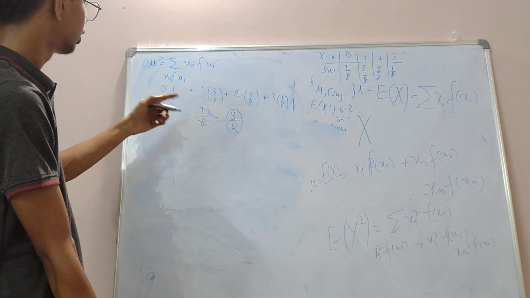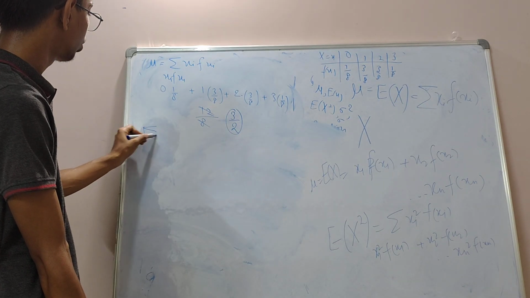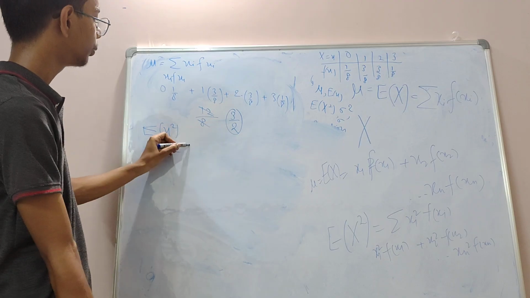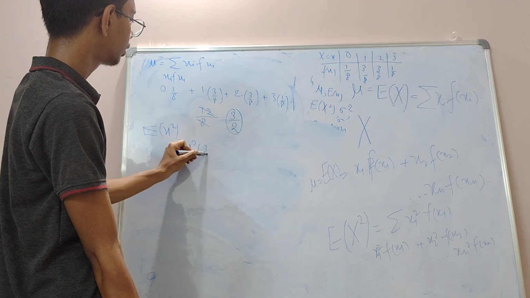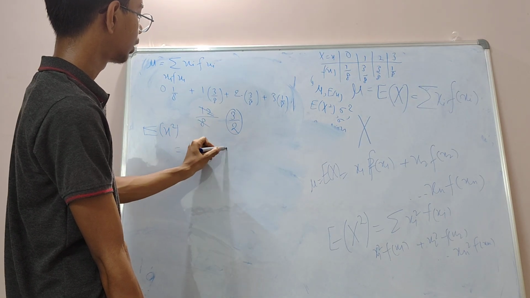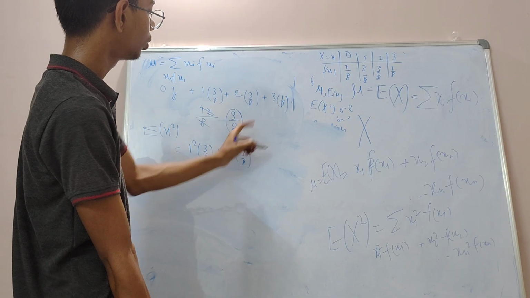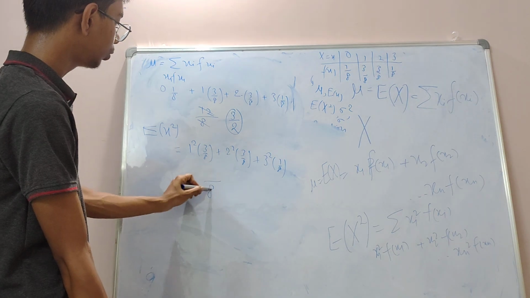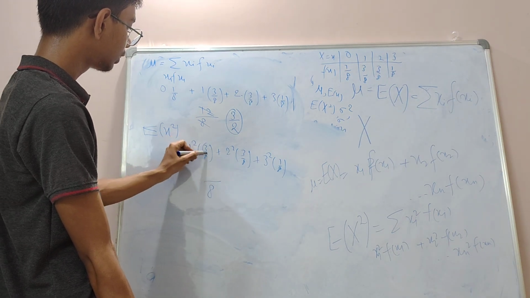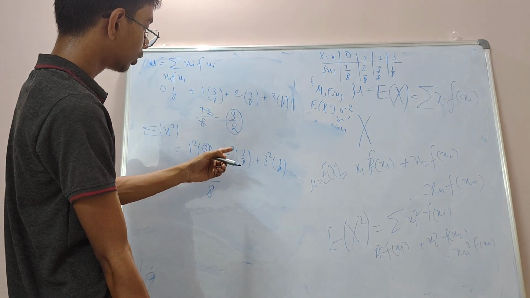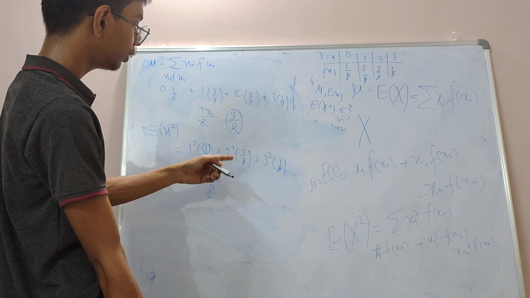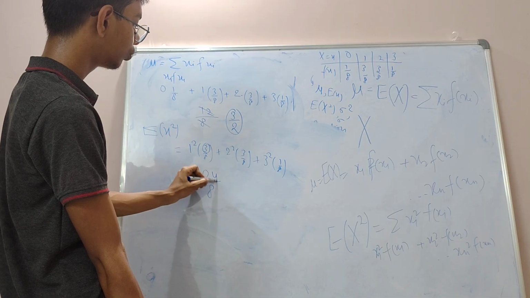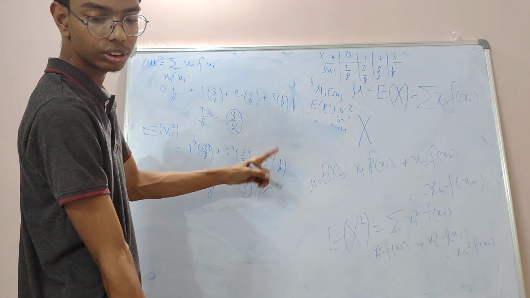And similarly, E of X square will be given as, similarly, here all will be squares, so it will be 1 square, then 2 square, and all those I will replace with squares. So I will get this over 8, and this is 3 plus 4 into 3, that is 12, plus 3 is 15, plus 9 is 24. So this will be 3. This is also correct.